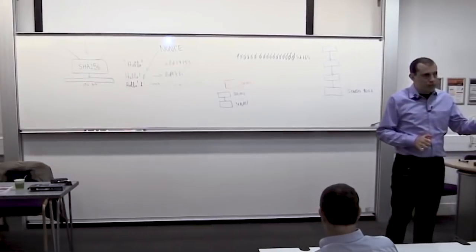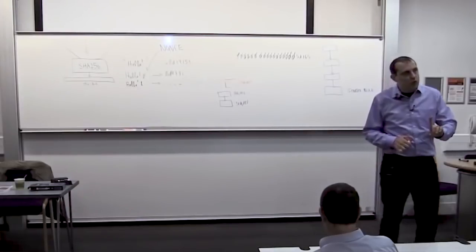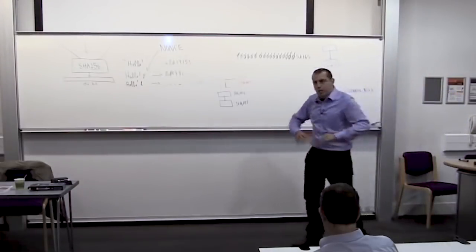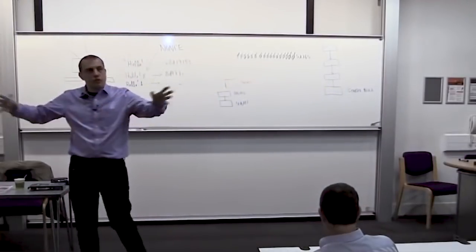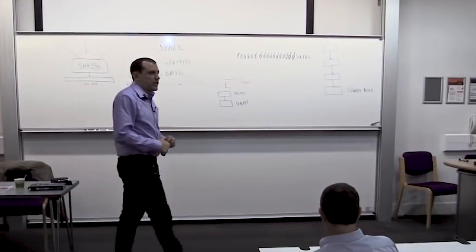They've won the race, but they need to make sure the world knows they won the race. Because that's what matters. So they start propagating. They start sending that block to all of the nodes that are connected to them as fast as they can.